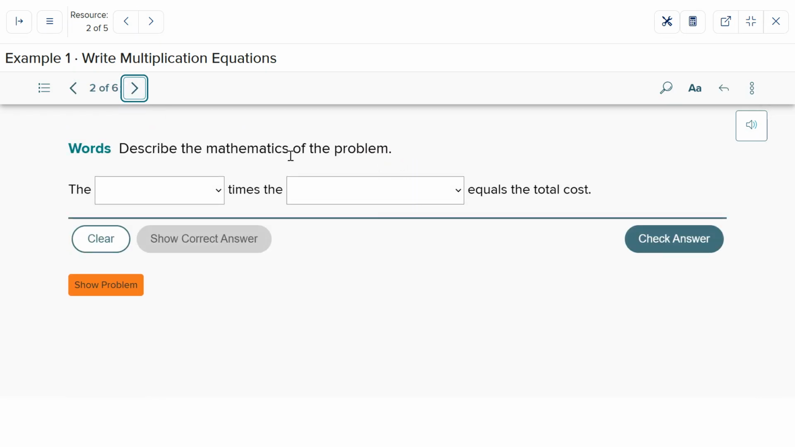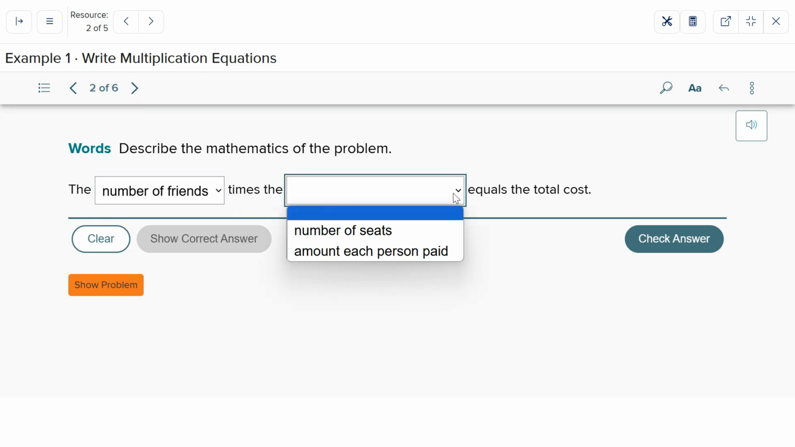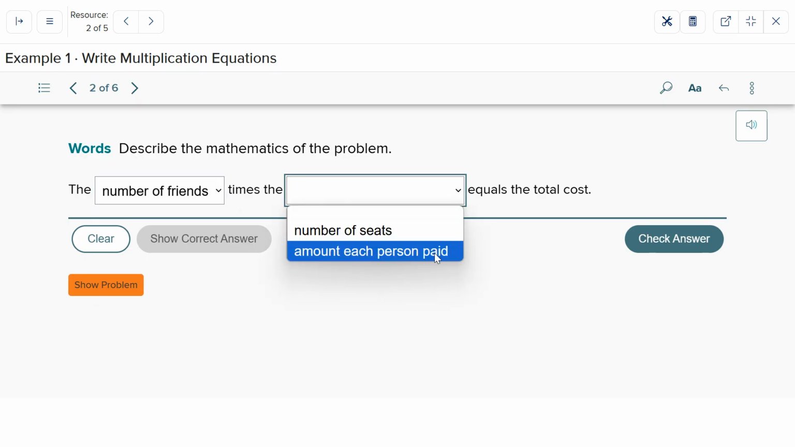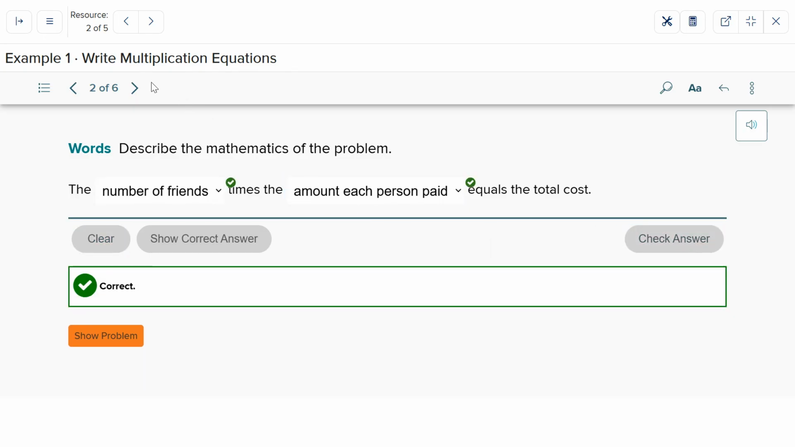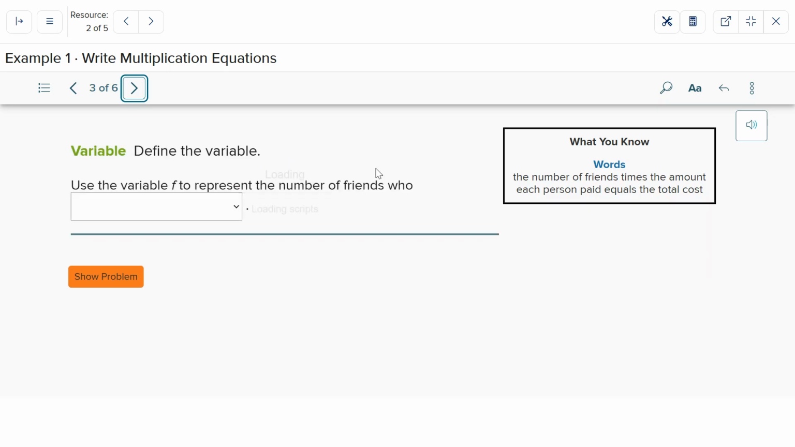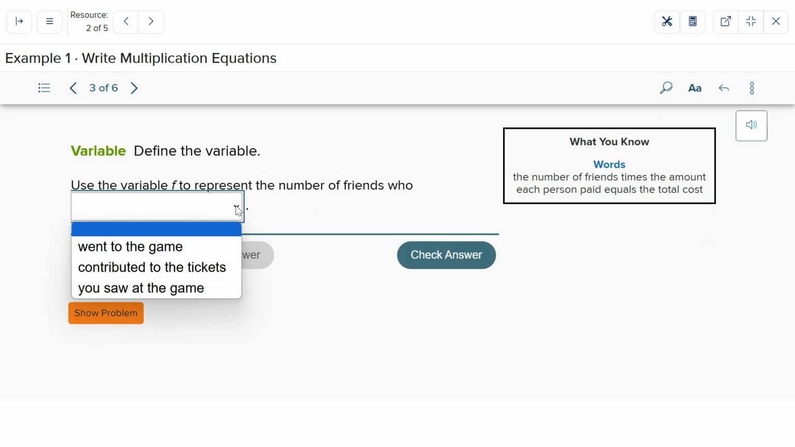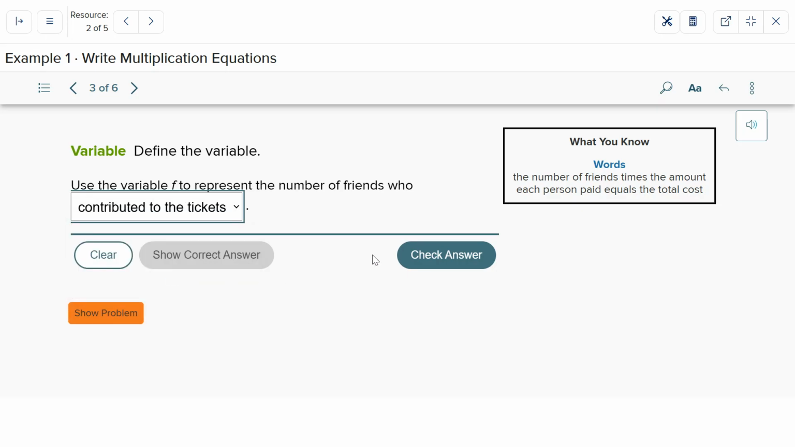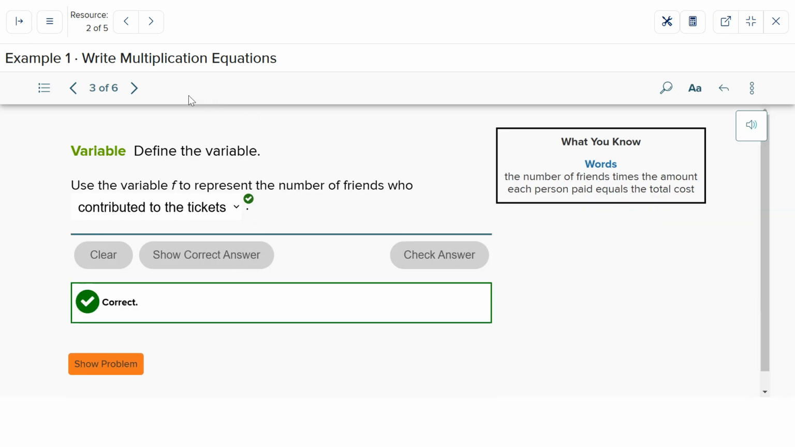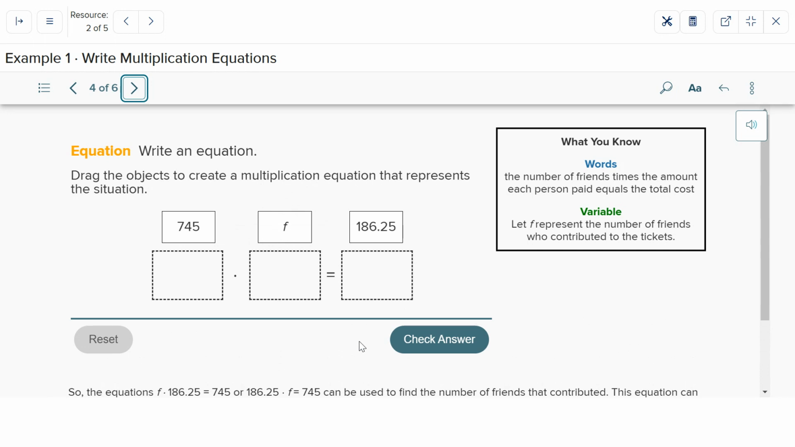So, describe the mathematics of the problem. The number of friends times the amount each person paid equals the total cost. We're going to define a variable. We're going to use the variable f to represent the number of friends who contributed to the tickets. And then we can write our equation.